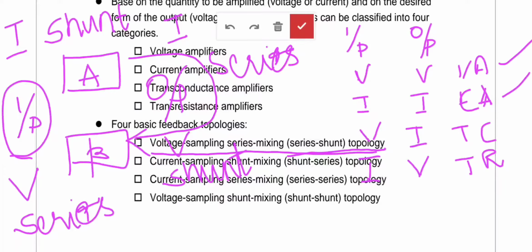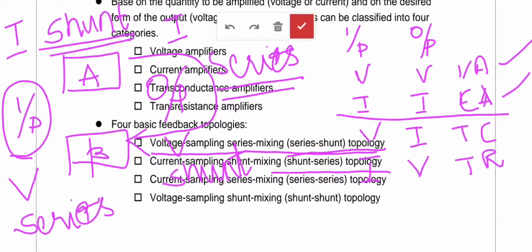Now I'll tell you what will be current amplifier. In current amplifier, input is current, output is current. So input is current means it is a shunt mixing. Output is current means it is a series sampling. Input is current, output is current. So input it is shunt mixing, output it is series sampling. So it is known as shunt series topology. Input is shunt, output is series.